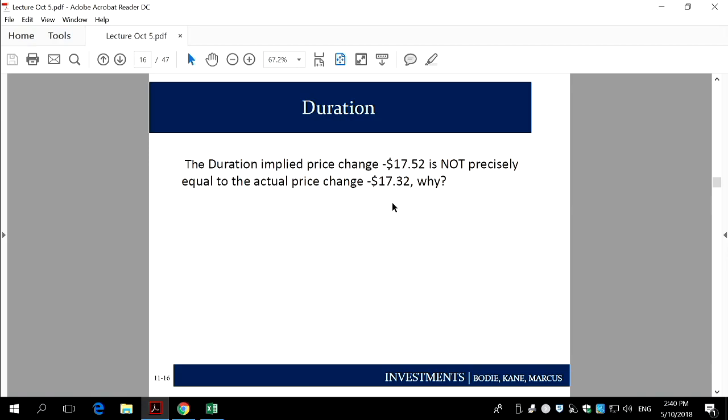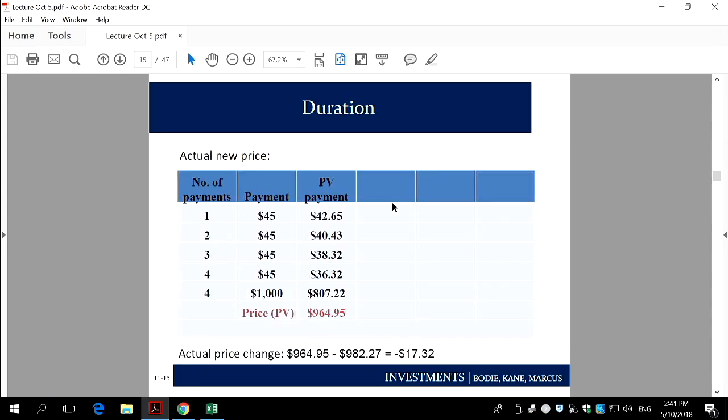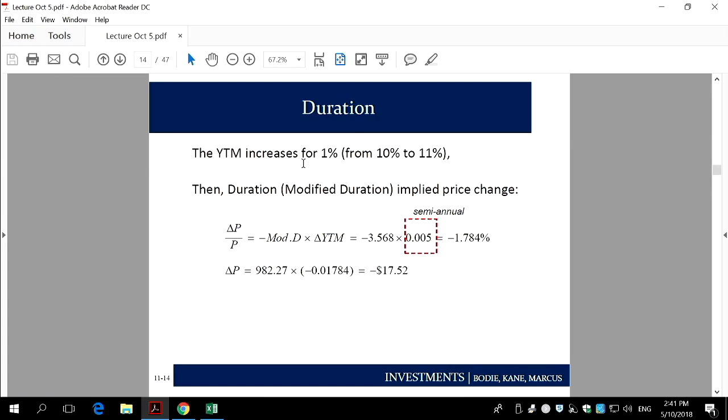Yeah, that's right. Because we get this equation based on first derivative, right? But first derivative, the assumption is this change should be small enough. But here, our change is small, but not that small. The change of yield to maturity. So there is tiny error.